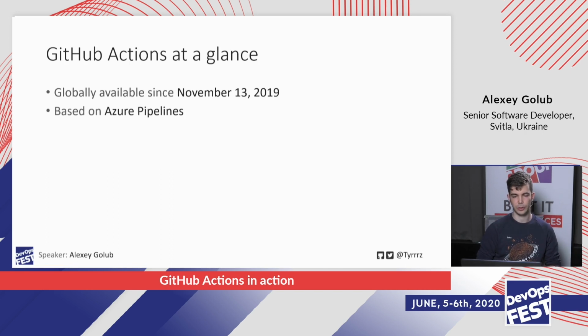Besides that, it's also internally based on Azure pipelines. That in itself doesn't really matter too much, but if you have used Azure pipelines before, you will find GitHub Actions very familiar, pretty similar in many ways. And if you haven't, you can just discard this information. Or maybe if you move to Azure pipelines in the future and you have used GitHub Actions before, then it will make it easier for you to do so.